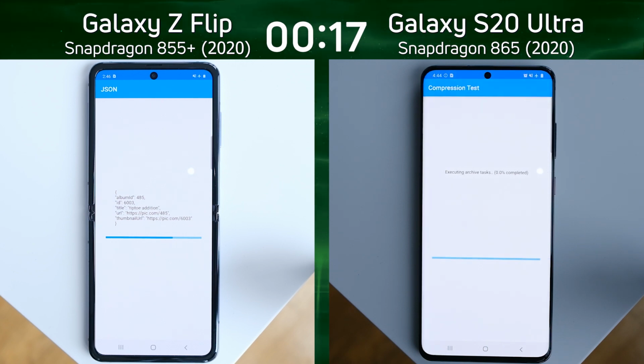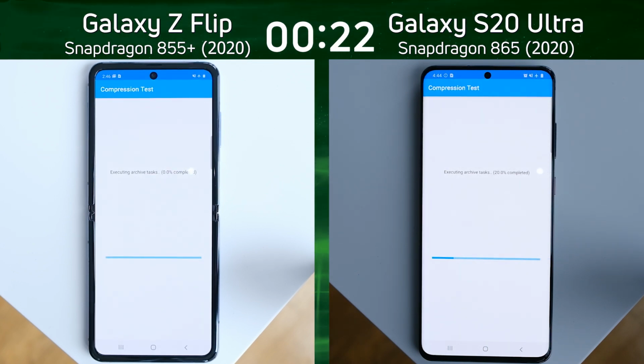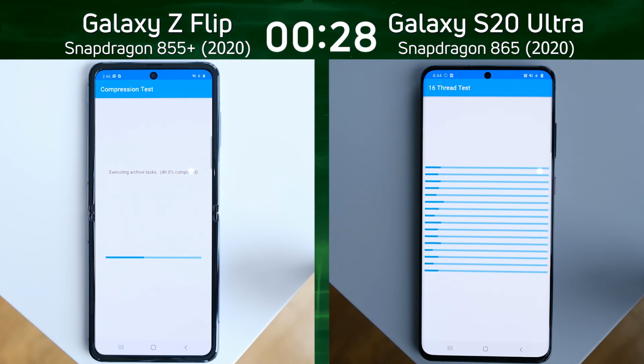Now, clearly, we'd expect the Galaxy S20 Ultra to win because that does have the newer processor. But the question is, by how much? How much do you get by moving from the Snapdragon 855 Plus to the Snapdragon 865?